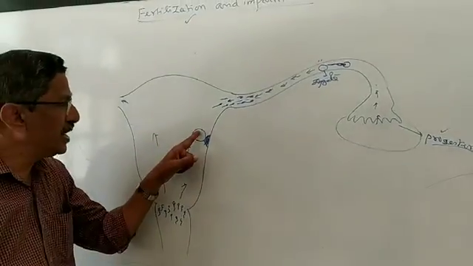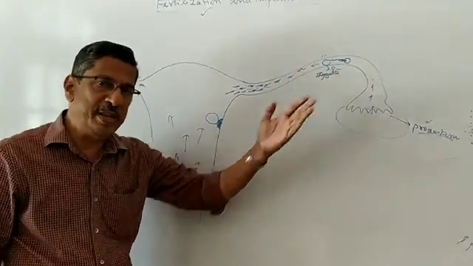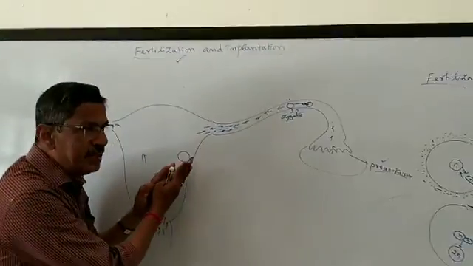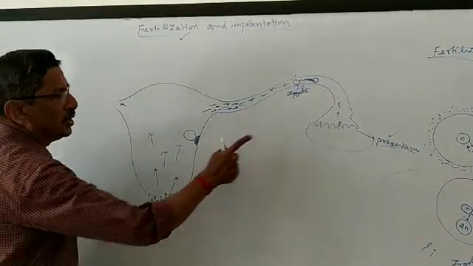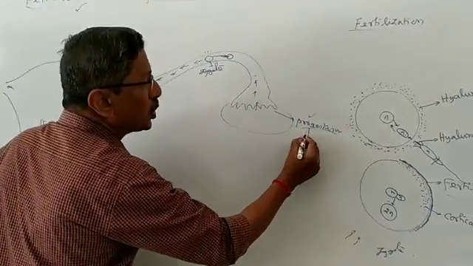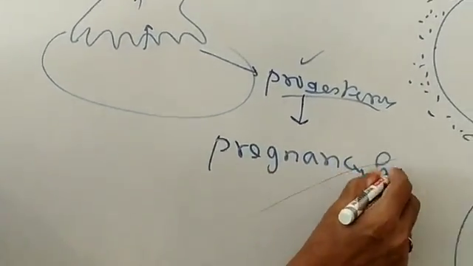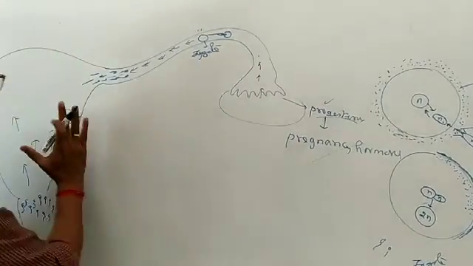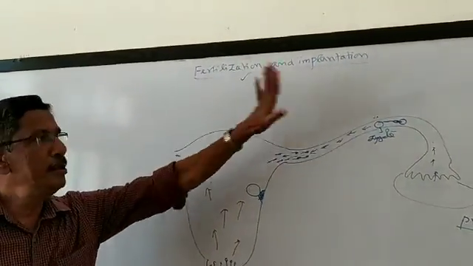If the egg is fertilized, the progesterone will be continuously secreted throughout the pregnancy period, 280 days, and the implantation will be kept in the proper way. The attachment will be very strong, so the complete pregnancy will be over. So the progesterone is also called the pregnancy hormone. If the egg is not fertilized, it gets over in 20 days. So this is one small topic, fertilization and implantation.